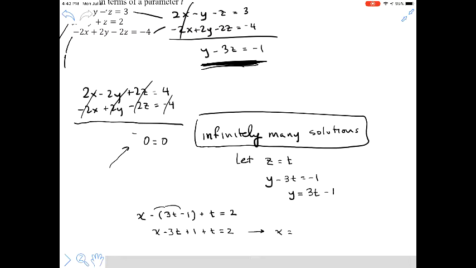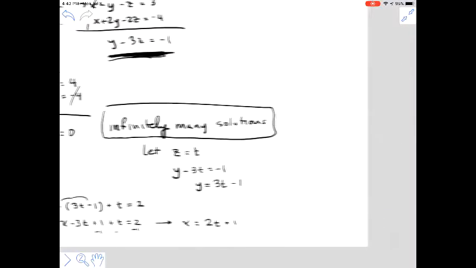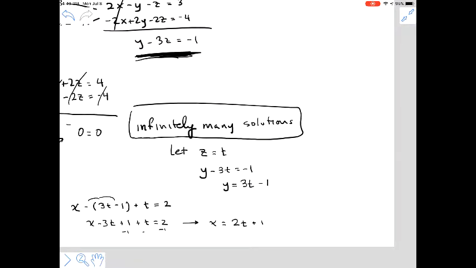So what we're trying to figure out is what x equals there. We just have to move some things around. If you add the 3t over, but then subtract this t right here, you're going to get a 2t on the right side. And if you subtract that 1, you're going to get a plus 1. So there's our x, y, and z variables.